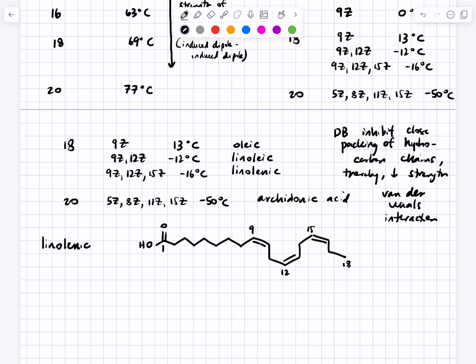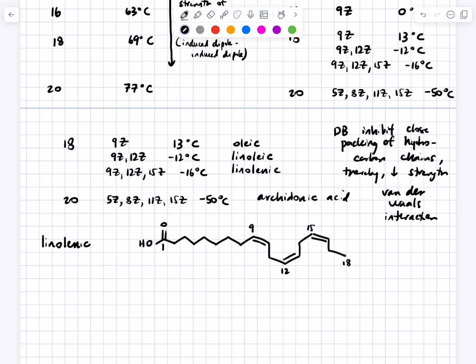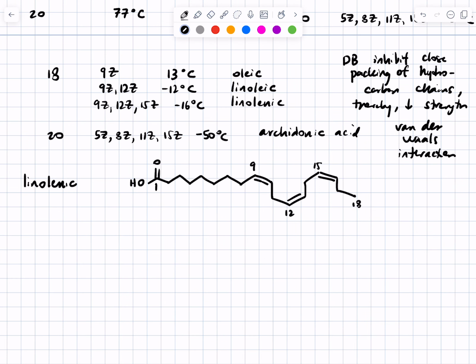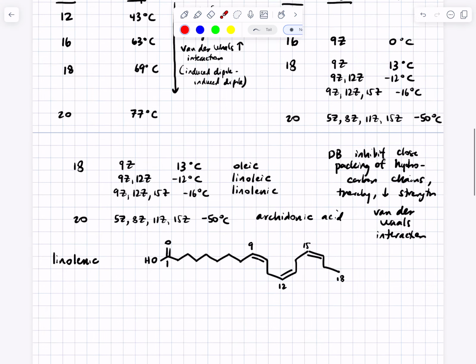Yeah, go ahead. What if all the double bonds were in the E configuration? Right. What if all the double bonds are in the E configuration? So in the E configuration, they can get close to each other again because they can stack side by side in the sort of zigzag shape. So if they were trans, if the double bonds were trans, you would see the melting points increase again. So that allows us to talk real briefly about a couple of things related to stuff you hear, food science, epidemiology, and so on.